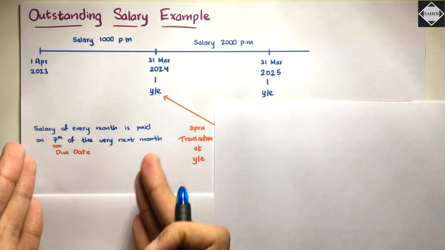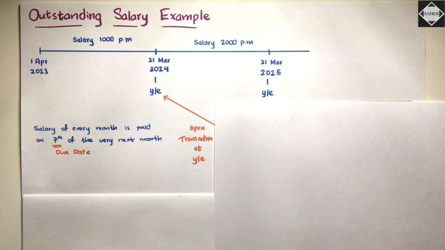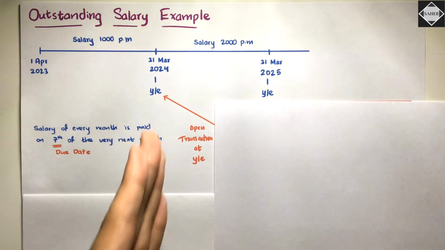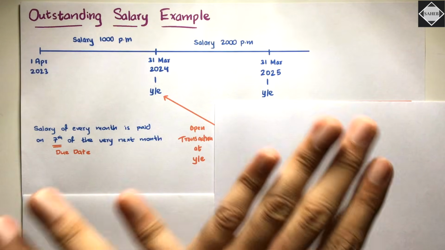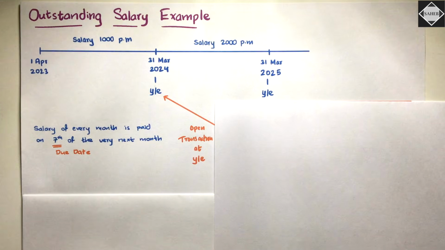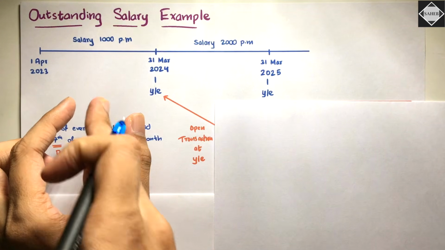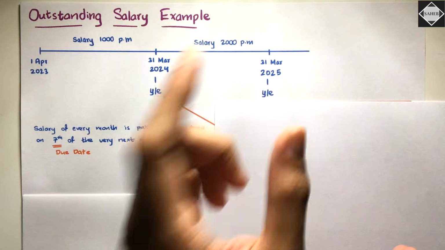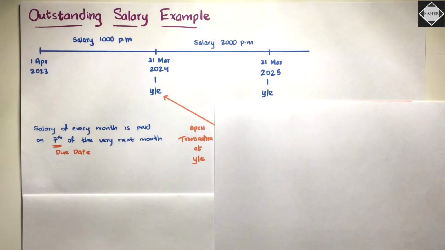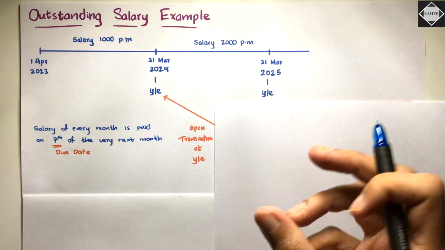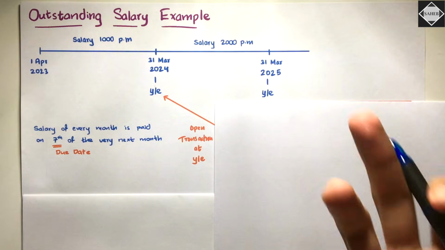Fine. So because of this policy, this practice of the company, what will happen is at the end of accounting periods, there will be a case of open transaction. The transaction will not be completed in the same accounting period. March salary will be paid in April. Here also March salary will be paid in April. So on both the year ends, there will be a case of open transaction. Is that clear? So because of this, we will have a case of accrual or outstanding expense.